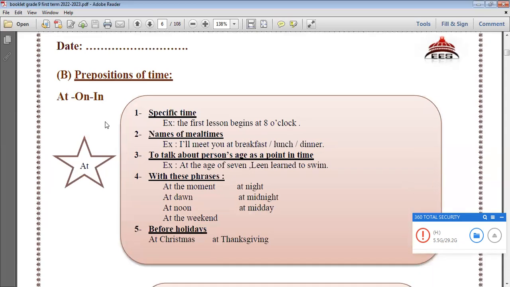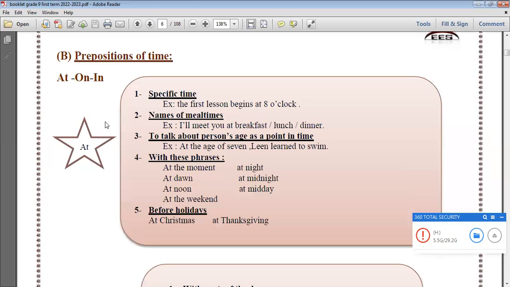At. When can we use at? It's written in 5 cases. Number one, with a specific time, like the first lesson begins at 8 o'clock. At 8 o'clock. At with specific time. Number two, with the names of meal times. What are the meal times? Like breakfast, lunch, and dinner. So you will say, I'll meet you at breakfast. I'll meet you at lunch. I'll meet you at dinner.